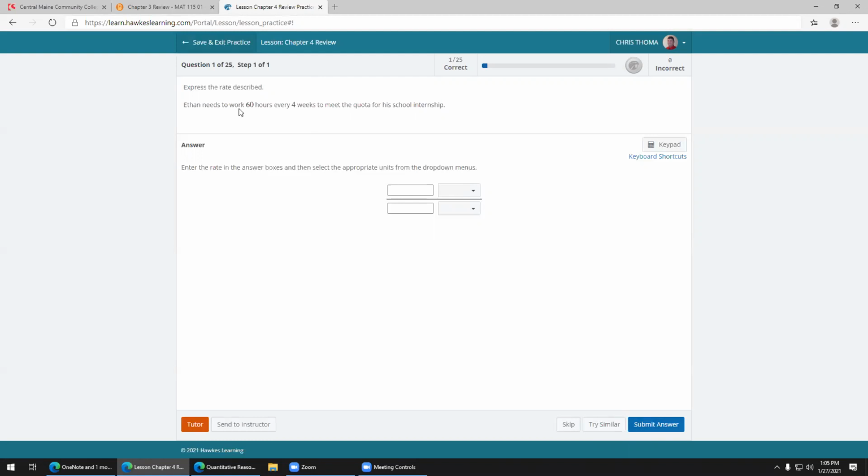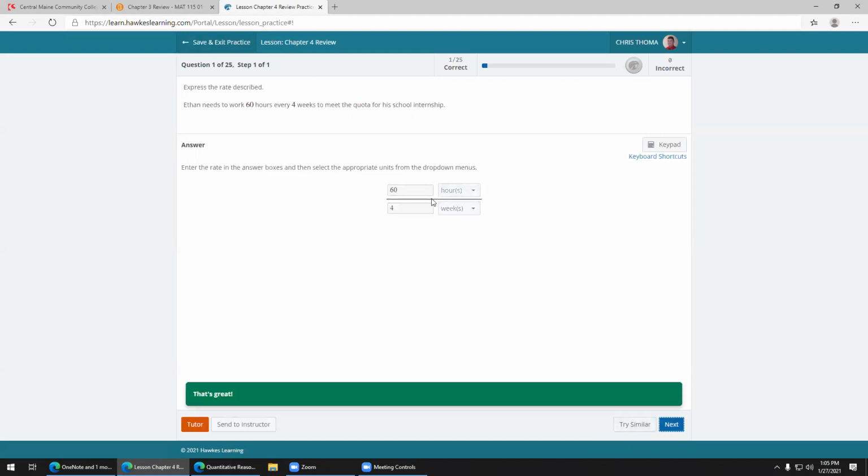So now here's one that's different. Ethan needs to work 60 hours every 4 weeks. So this is then 60 hours in 4 weeks. It doesn't say to simplify, even though you can simplify this down, just put it in like it is for these problems. If it says to simplify, then definitely simplify.